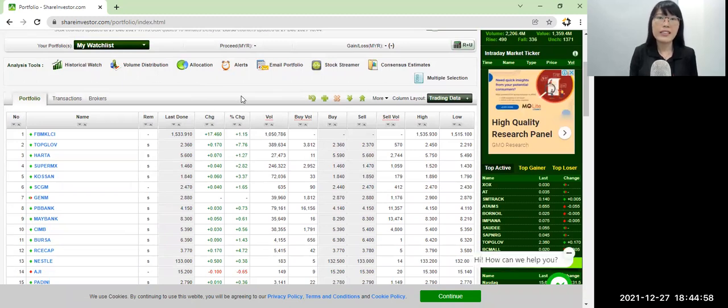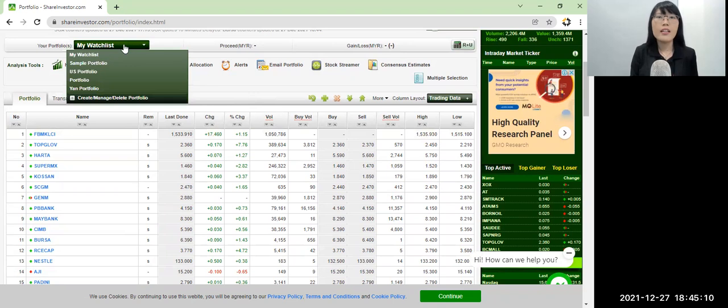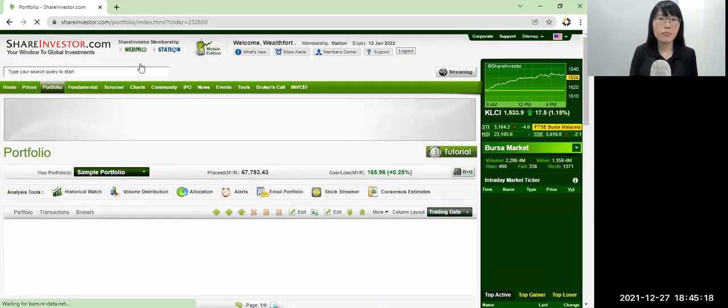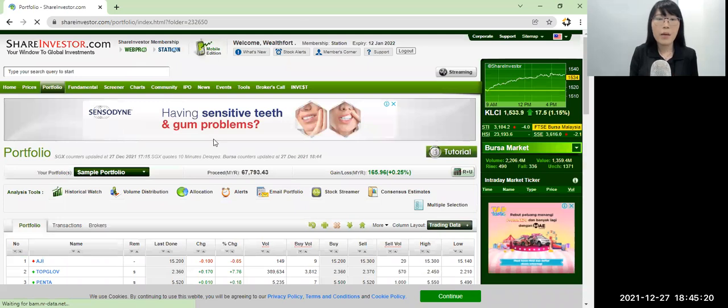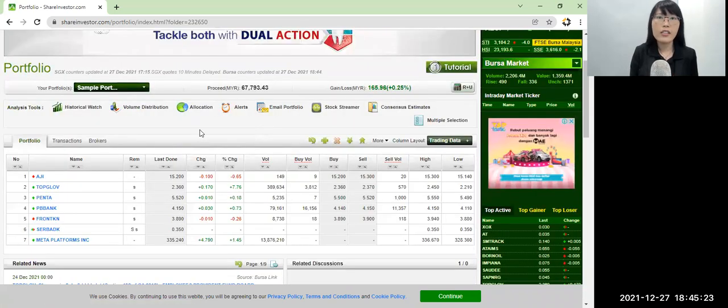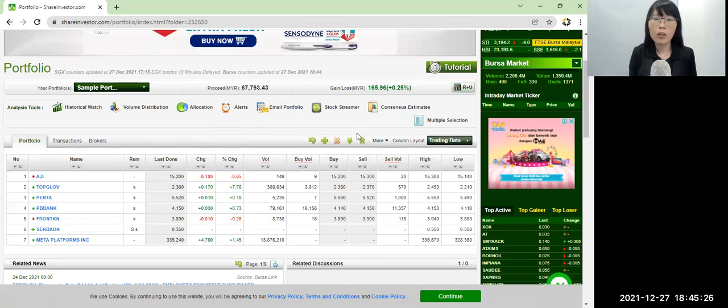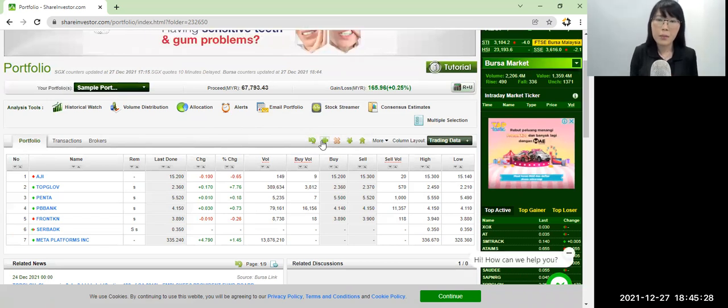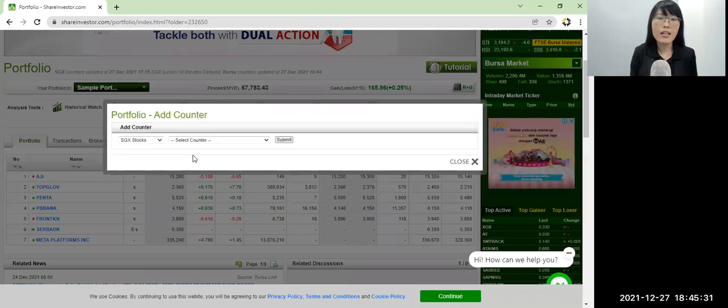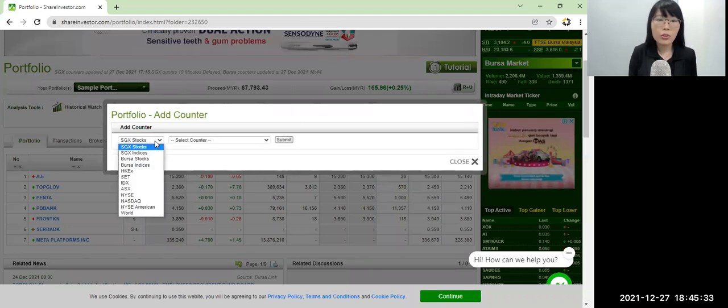So the portfolio is the one you can create by your own, so that you can see the performance of a portfolio. You can create a watch list. This is just an example of a watch list that I have created. These are some samples of my watch list. When you want to add in another stock, you just need to select the plus. Then you can choose what stock you need to add.